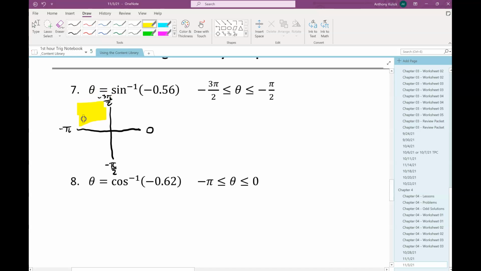So the quadrants we're looking for are quadrants 2 and 3. Cool so far? Okay. All silly turtles crawl. We're going to figure out that sine is negative in quadrant 3. And again, we have a negative angle, so we're going to be going clockwise rather than counterclockwise. So that's our theta.